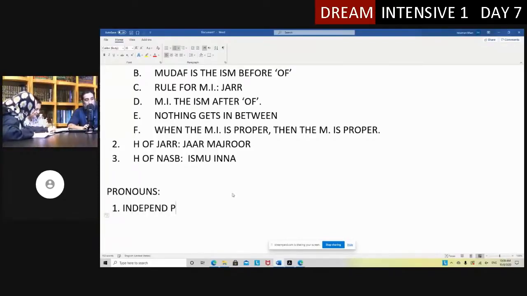Independent pronouns. So much to write. New page. Do this in the back of page 18, because that's the page for pronouns.